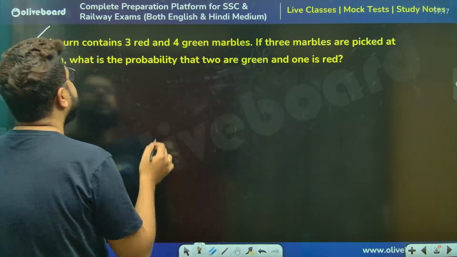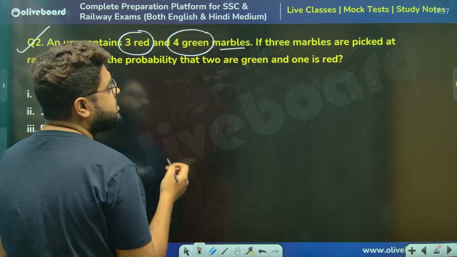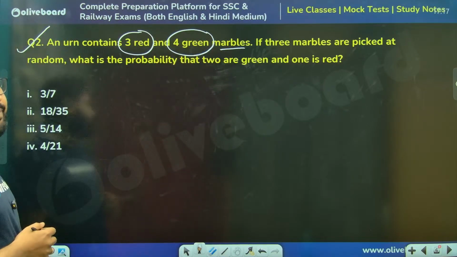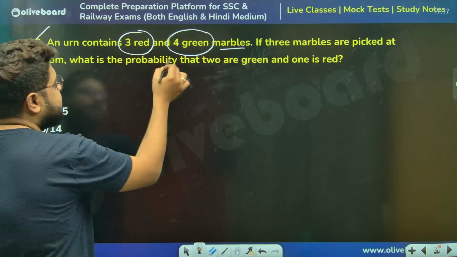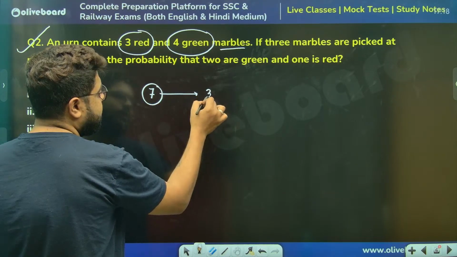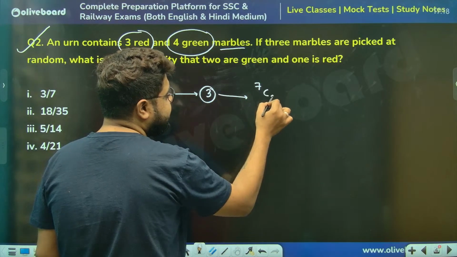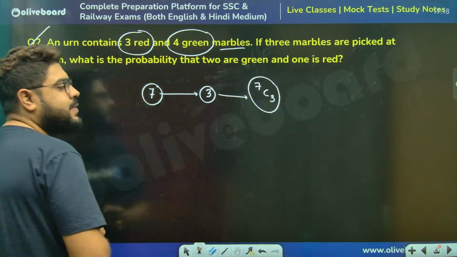Sir, 3 red balls, 4 green, like marbles. Okay, not balls. 3 marbles are picked at random. So total there are 3 plus 4, 7 marbles. Out of that, I have picked 3. How many ways I can do this, sir? Sir, 7C3. That is how many ways?